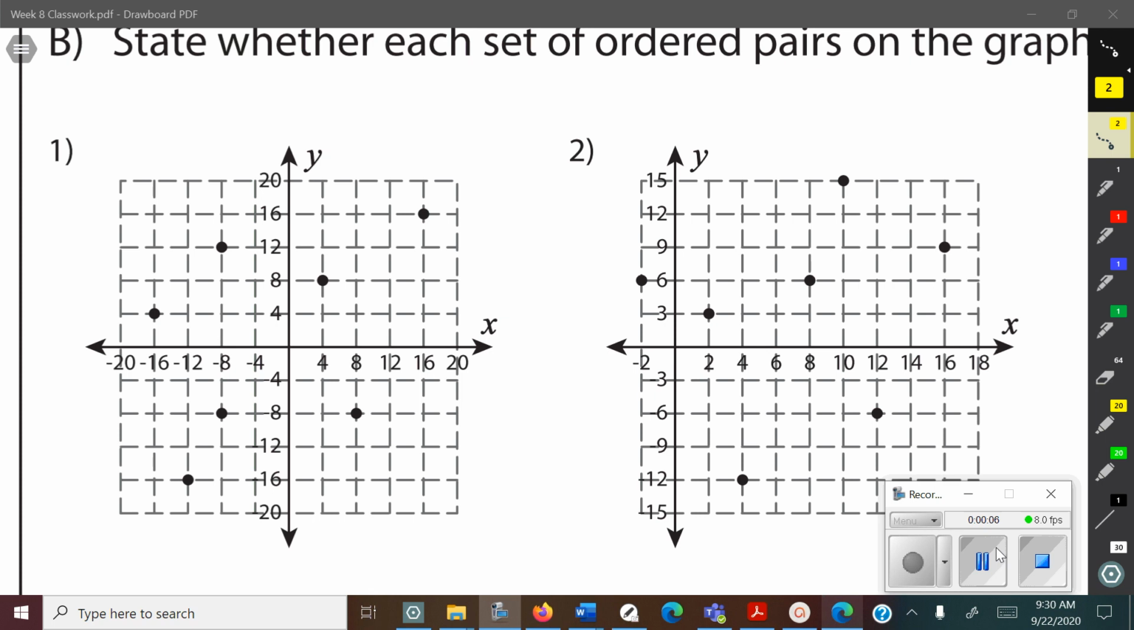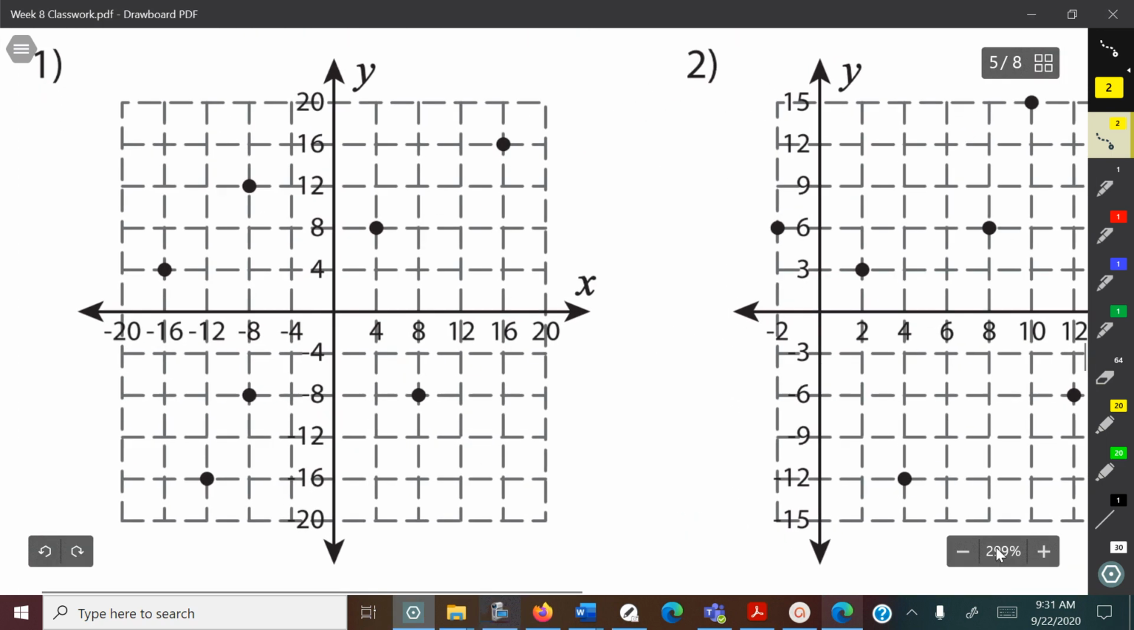Hello. Today we're taking a look at a set of ordered pairs and trying to determine if the ordered pairs are a function or not.